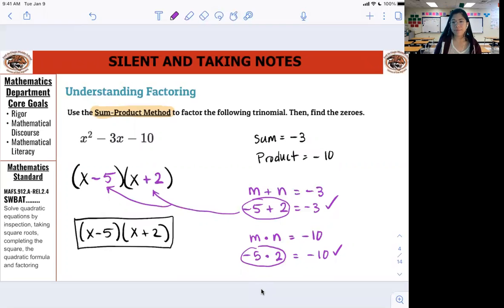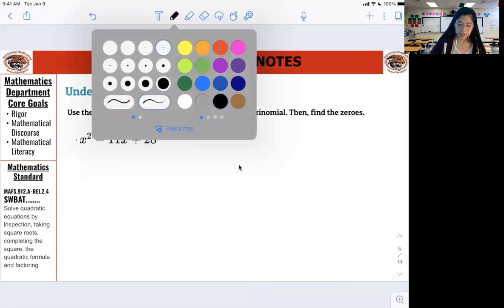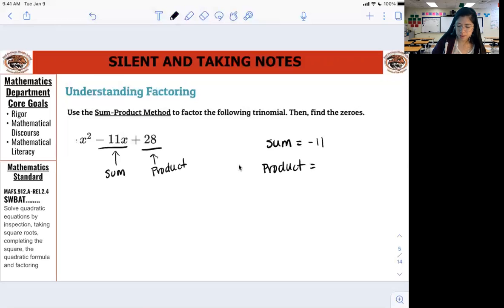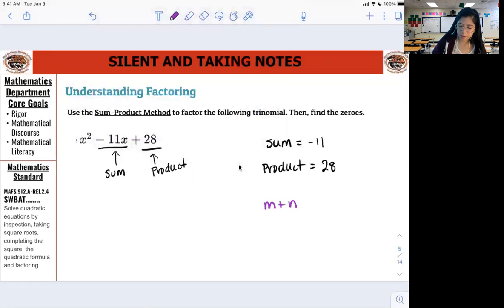Y'all ready for another one? Okay. So here's another one, same exact idea. Which one is my sum? What do they have to add up to? Good, they have to add up to -11. So remember, the middle, the B, is always the sum, C is the product. So sum is -11, the product is +28. So my two numbers have to add up to -11, and they have to multiply to 28.